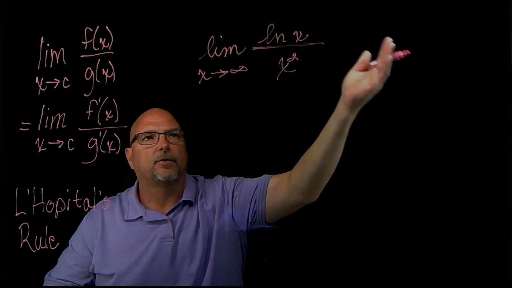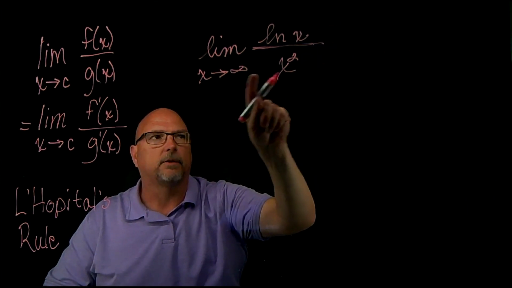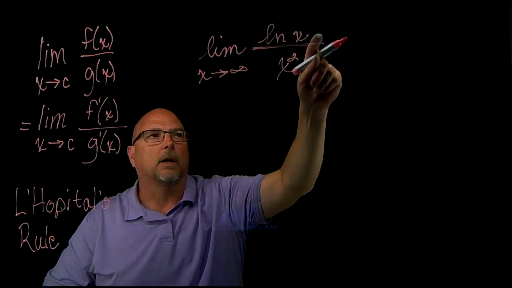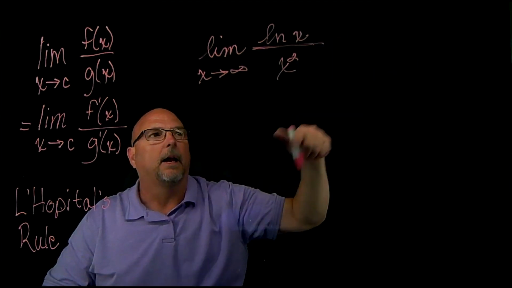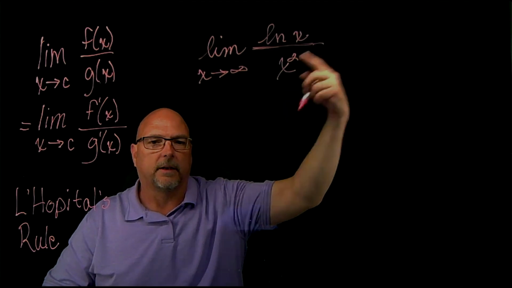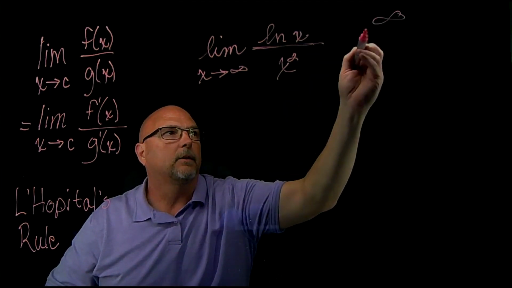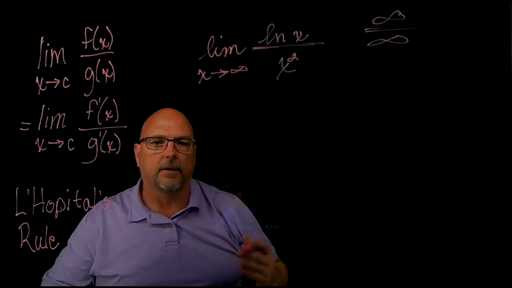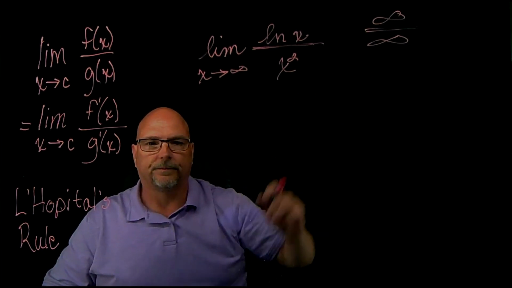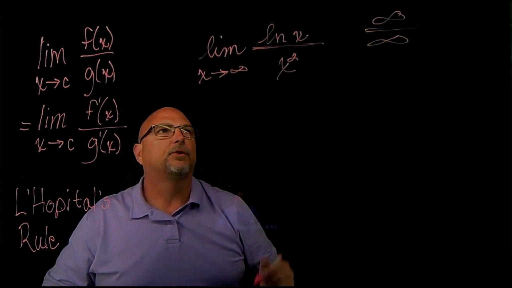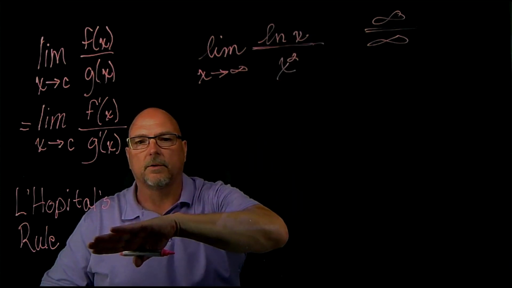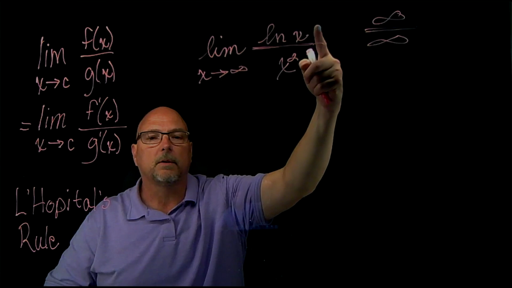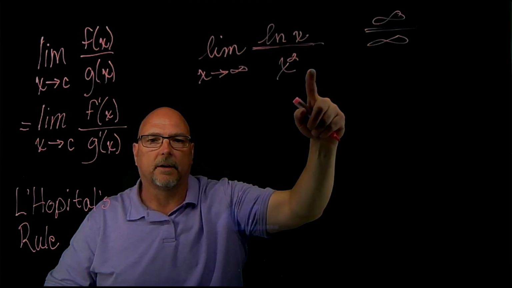Notice that if I tried to evaluate this as x went to infinity, the natural log is going to go to infinity, and x squared goes to infinity. So I end up with infinity over infinity, which is another indeterminate form. So let's see if we can use L'Hopital's rule, because I'm differentiable in the top and differentiable in the bottom.